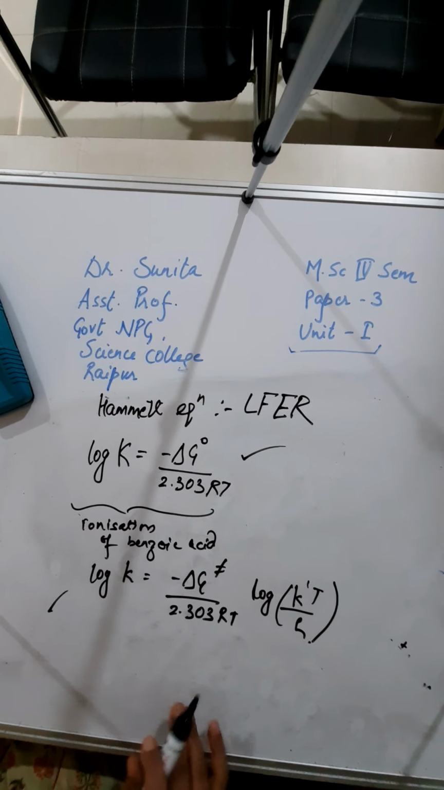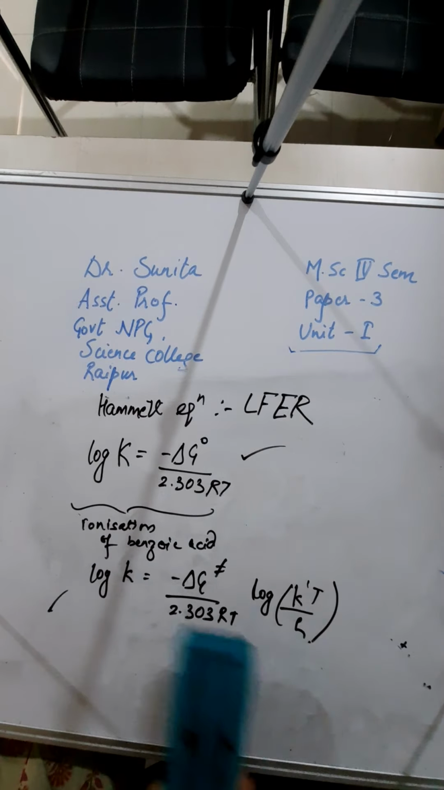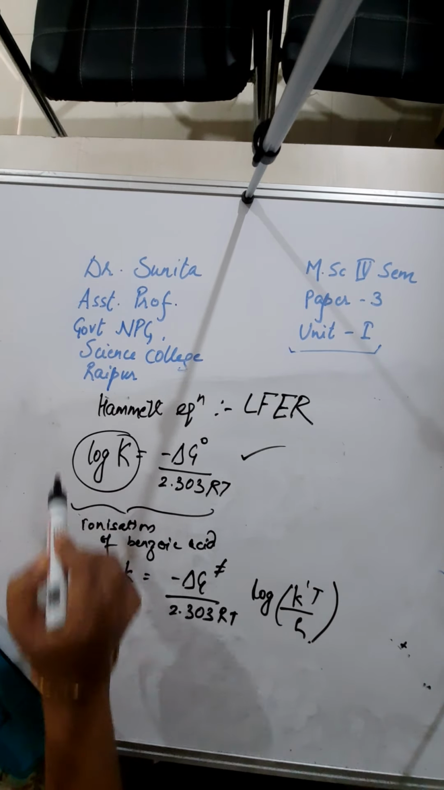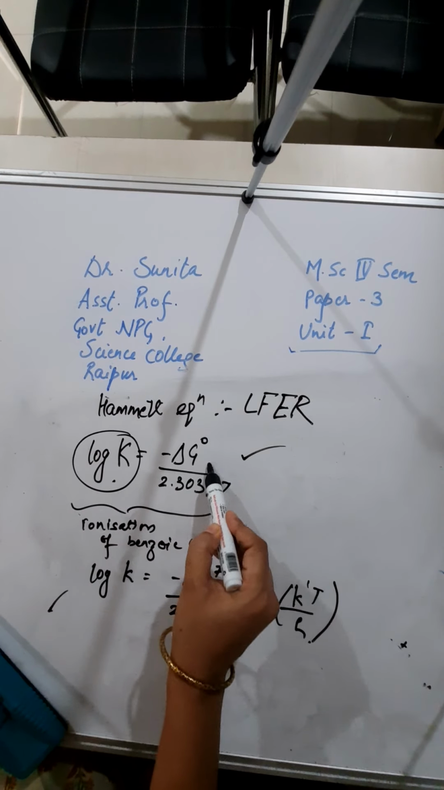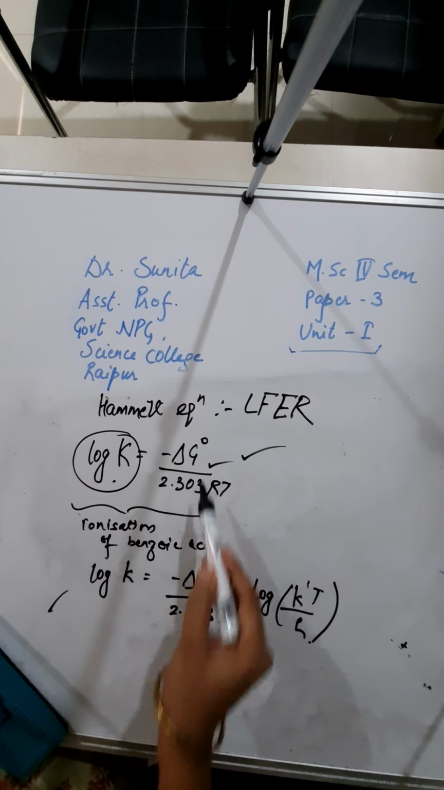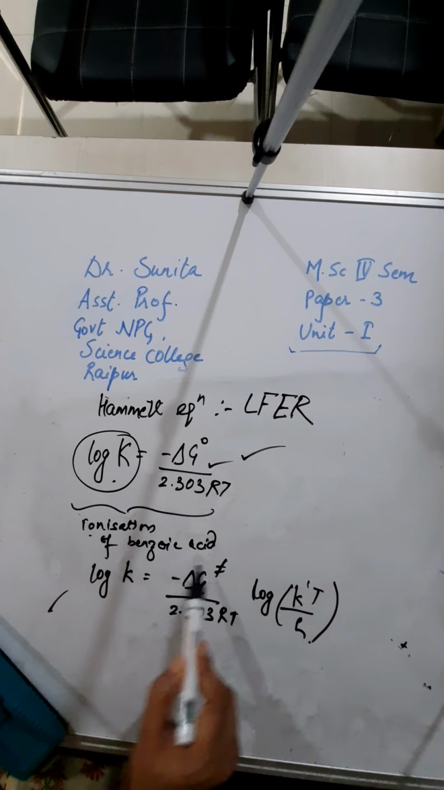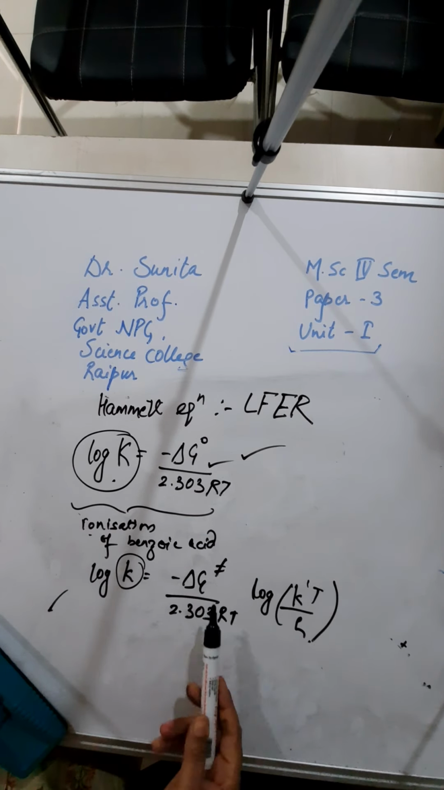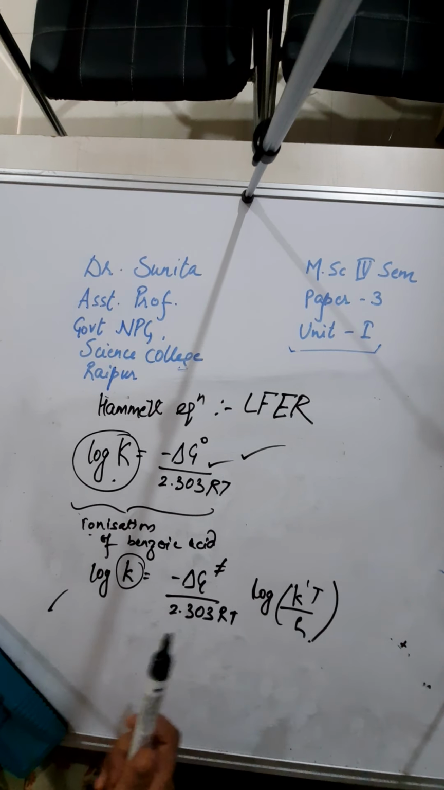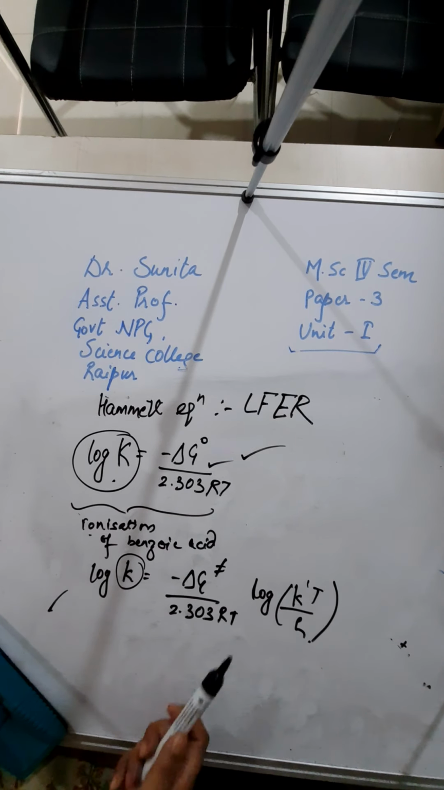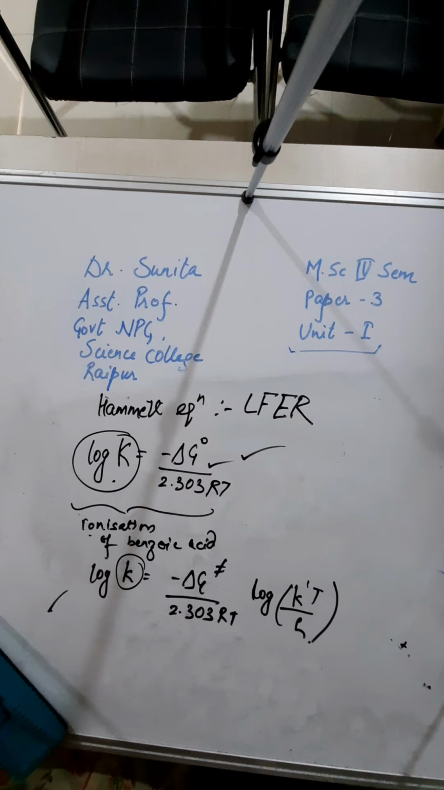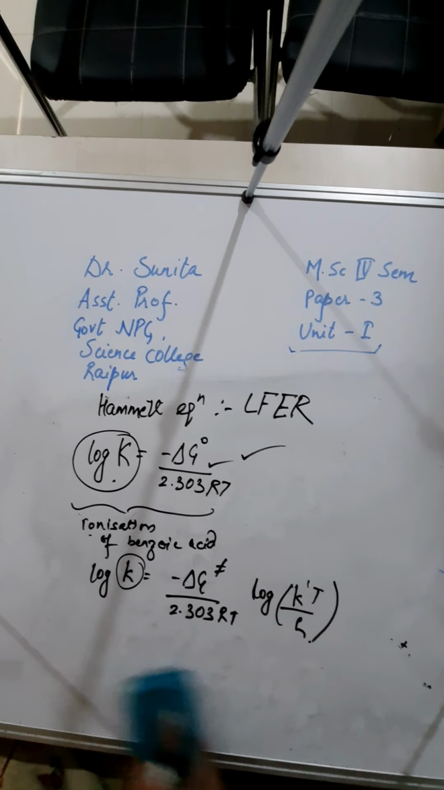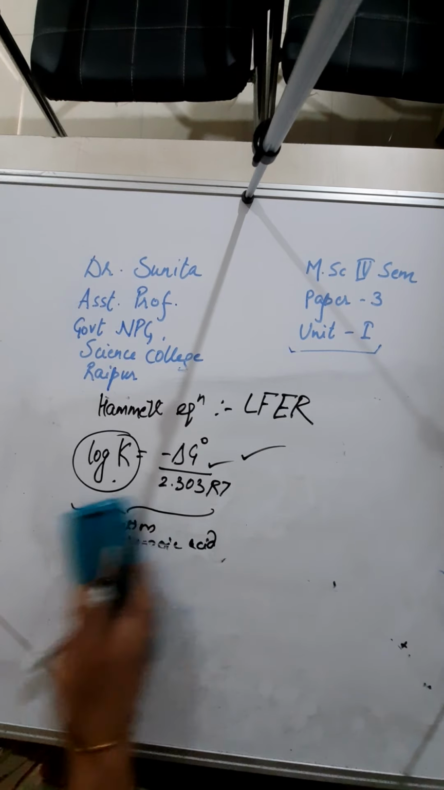So we can now see what happens. These are the equations where we have correlated log K, the equilibrium constant, with the free energy for the ionization of benzoic acid, and this is the rate constant which is related to the free energy of the hydrolysis of the substituted benzoic acid. Now let us see how we correlate it with the Hammett equation.